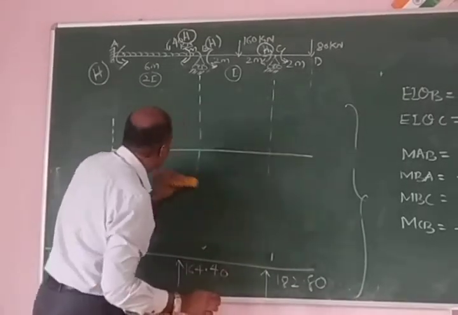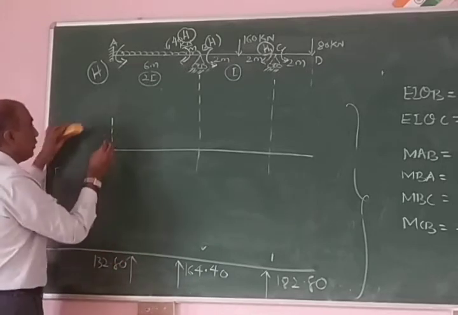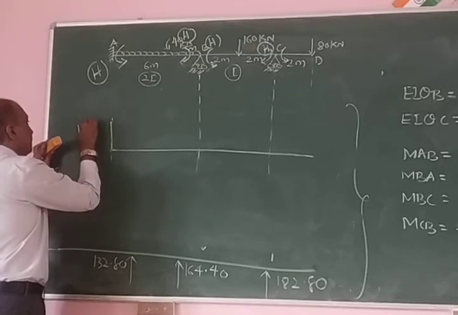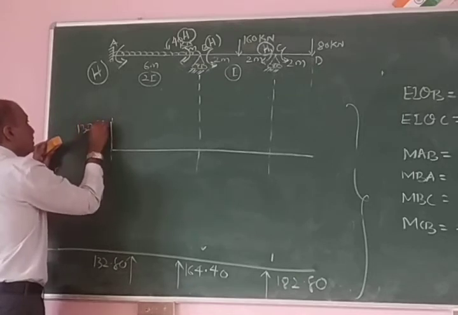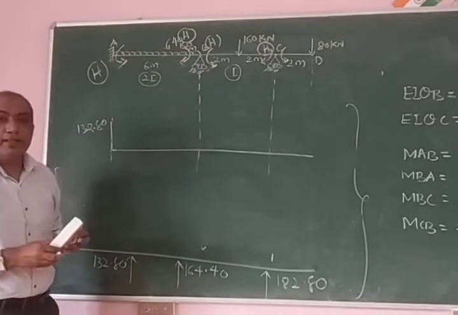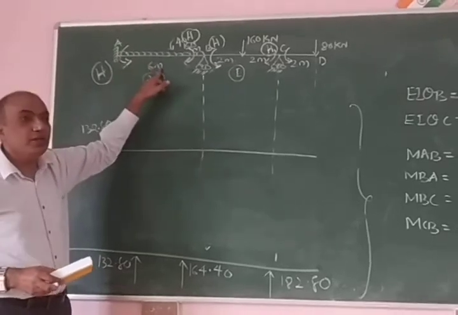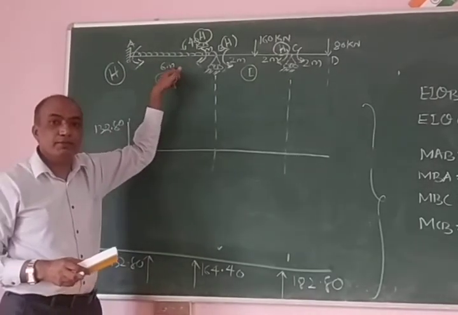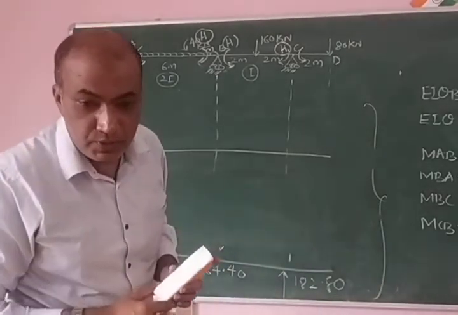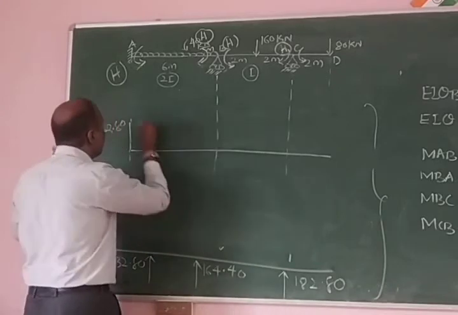So drawing the shear force diagram, we need to draw a horizontal line. It starts with 132.8, positive on the left side, 132.8 kilonewton. Then it drops at the rate of 40 kilonewton per meter, because there is UDL. So the total drop is 40 into 6, it is 240. So 132.8 minus 240, the value becomes minus 107.2.